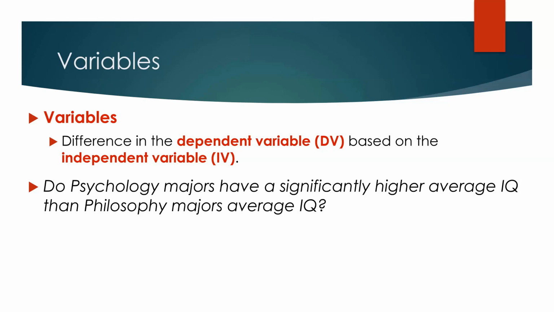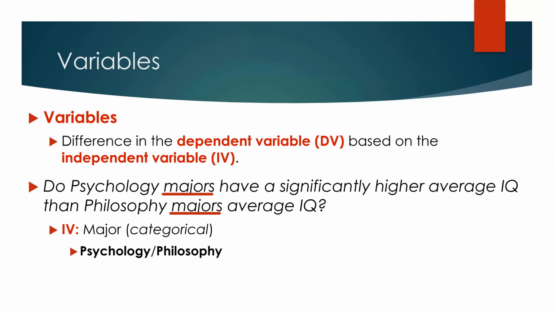Well, they would be psychology and philosophy majors. So majors would be the groups here. So the independent variable is categorical because it is our groups. So specifically our groups are psychology/philosophy. Remember, the slash indicates categorical measurement. So major is our independent variable, and we have measured major by two measurements, psychology and philosophy.